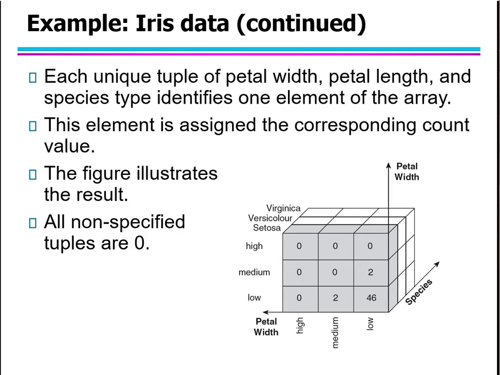Example iris data. Each unique tuple of petal width, petal length, and species type identifies one element of the array. This element is assigned the corresponding count value. The figure illustrates the result with all non-specified tuples being 0. This multi-dimensional array representation makes it easier to perform certain types of analysis on the data.